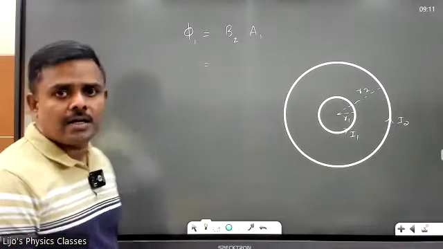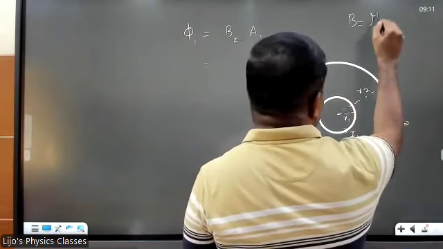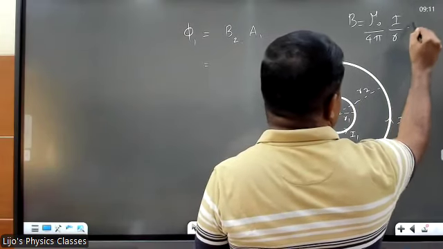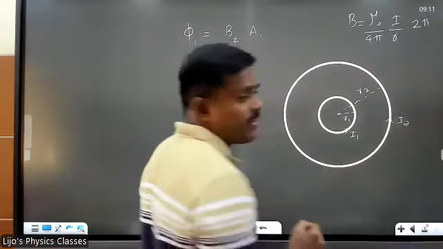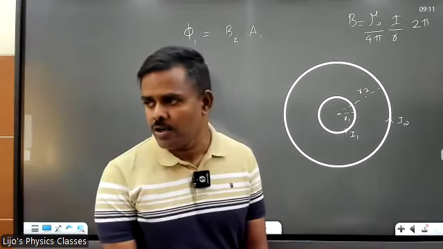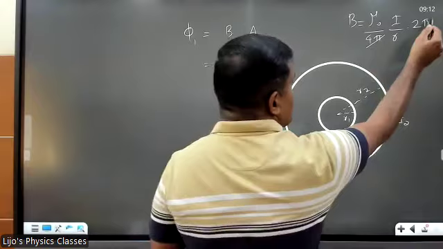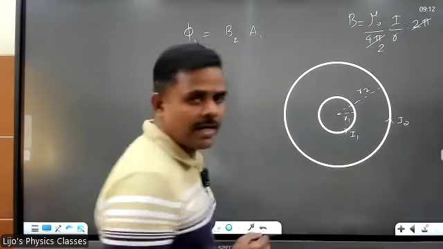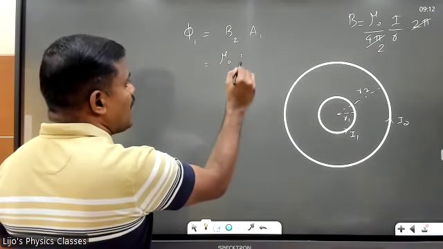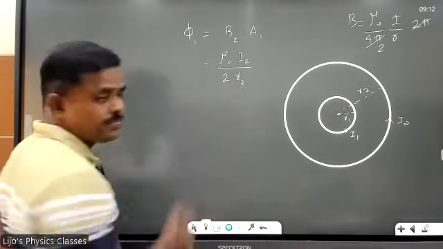Magnetic field due to a circular coil. We learned it in the last chapter. For the time being, just see this. This is how I wrote it: mu 0 by 4 pi into I by R into 2 pi. 2 pi cancels, giving mu 0 I by 2R. So I am writing it here: mu 0 I2 divided by 2 R2.